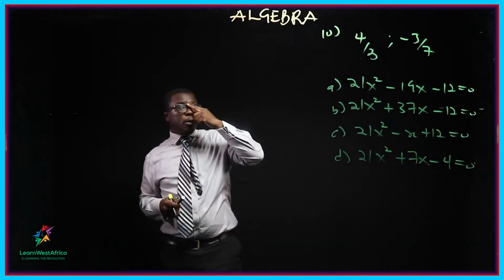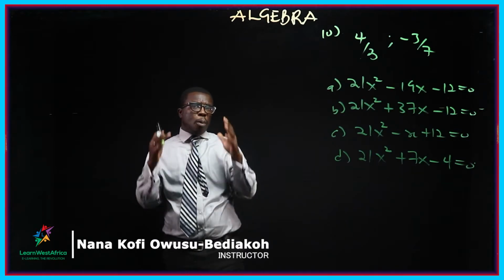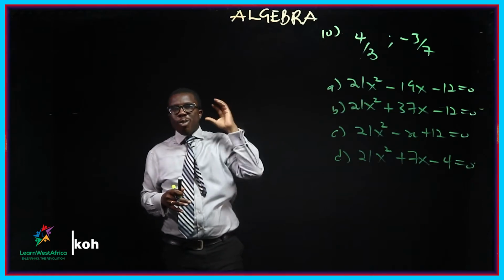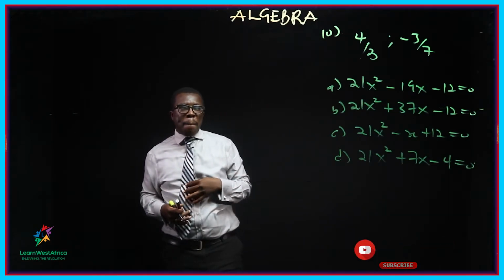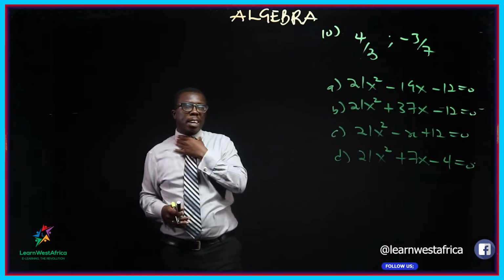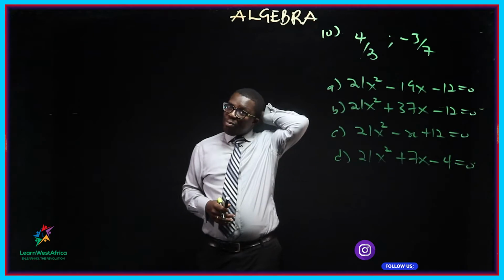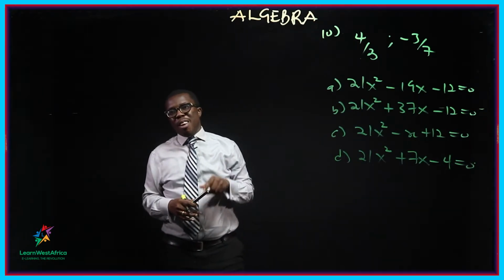Question 10 of the June 2016 paper is saying here that the roots of the quadratic equation are 4/3 and minus 3/7. Those are the roots of the quadratic equation, so what do you do?